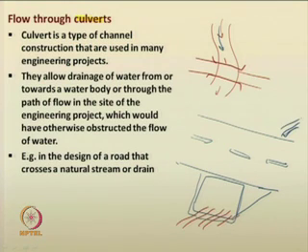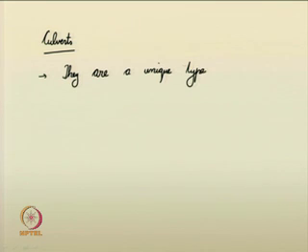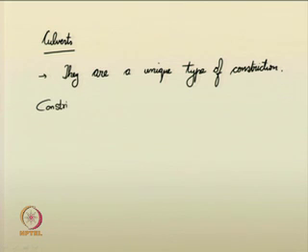So, like that you can provide box culverts or any type of culverts. What is the peculiarity of culvert? Culverts are a unique type of constriction. So, what is meant by constriction? The word constriction, what do you understand from this particular word?